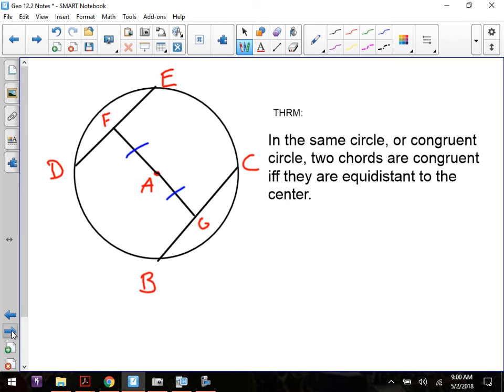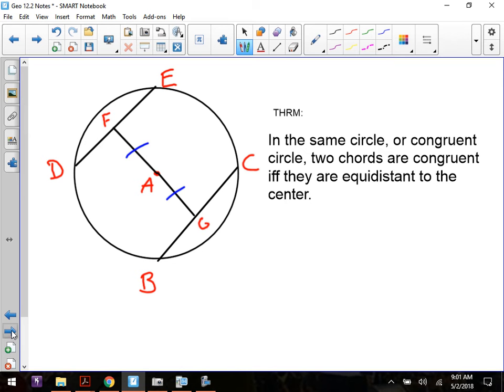Chords that are in the same circle or within congruent circles, two chords are congruent if and only if they're the same distance from the center. You can say that backwards. If two chords are equidistant from the center, then the chords are congruent. It's very simple, but this just happens to kind of stink that there's a lot of words. Okay? You may have to read those words.